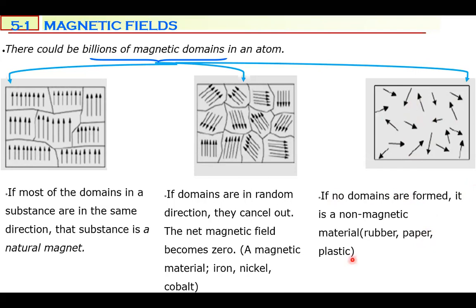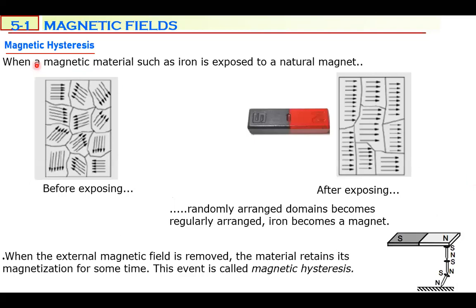And when a magnetic material such as iron is exposed to a natural magnet, as I said, there are domains in random directions and they cancel each other in iron. But if you keep a magnet close to this magnetic material, the direction of the domains is changing.